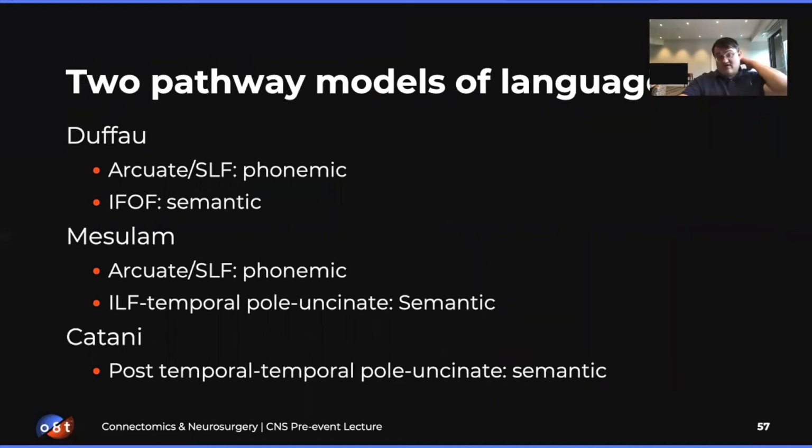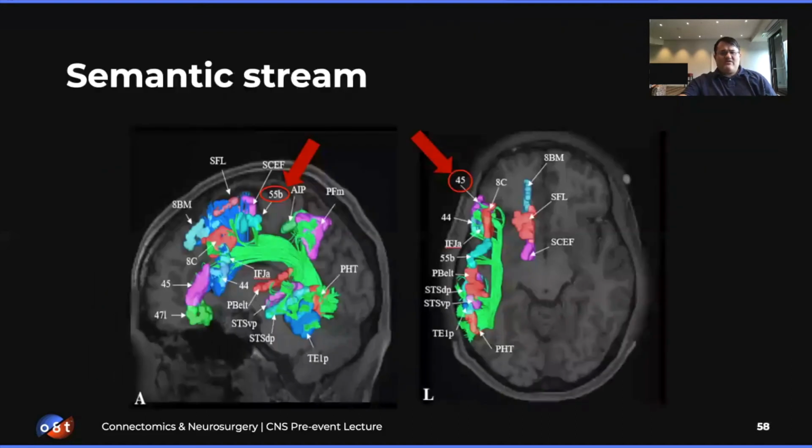And you can see 3 here that involve various combinations of either the ILF, the inferior frontal occipital fasciculus, or a collection of fiber bundles along the middle temporal gyrus. So when we began looking at this, obviously the first thing we looked at is where's the core of the language network?